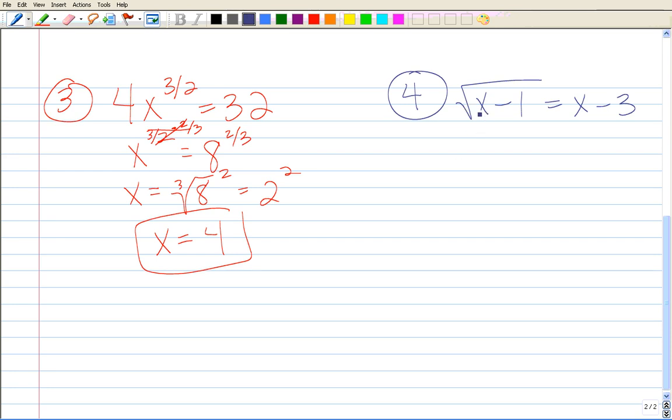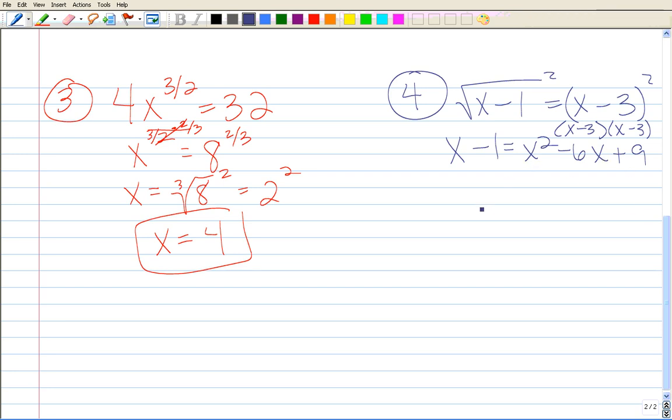Number 4, the square root of x minus 1 equals x minus 3. I'm solving for x, and I've got this square root here, so I'm going to square both sides. A square root sign and a squared cancel, so you're left with x minus 1. Please be careful right here and don't make the silly mistake of just making that x squared minus 3 squared. That's not okay. This is really x minus 3 times x minus 3. So you have to do FOIL here. So we'll have x squared minus 6x plus 9.